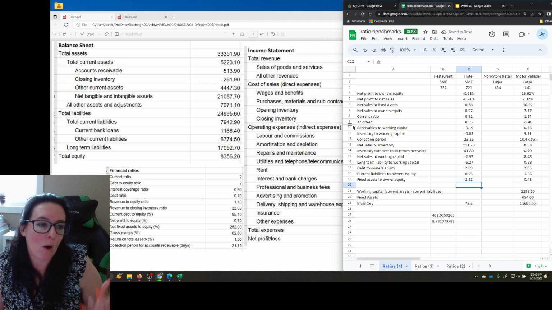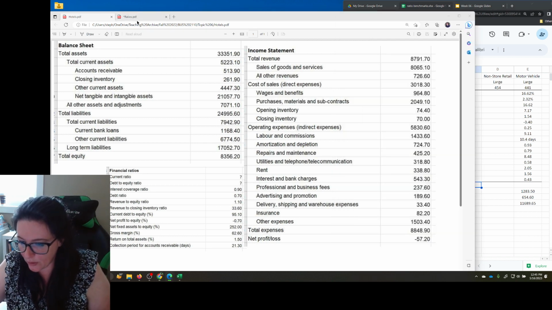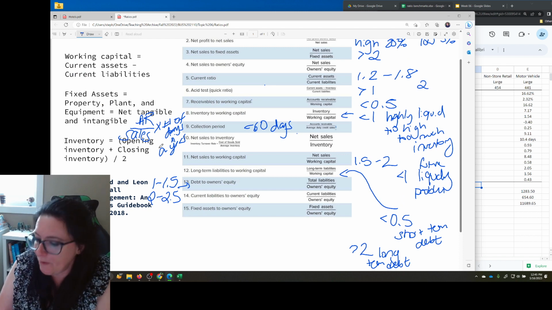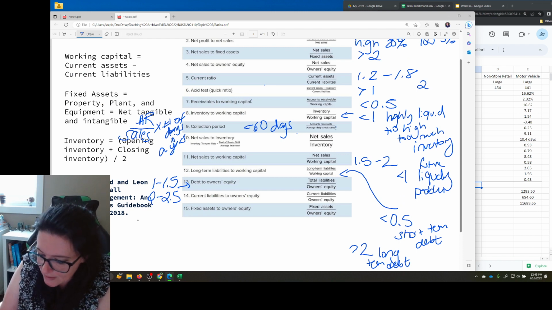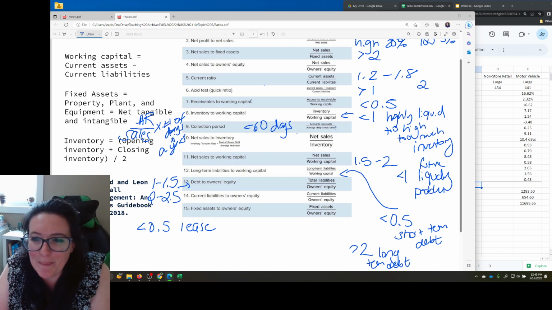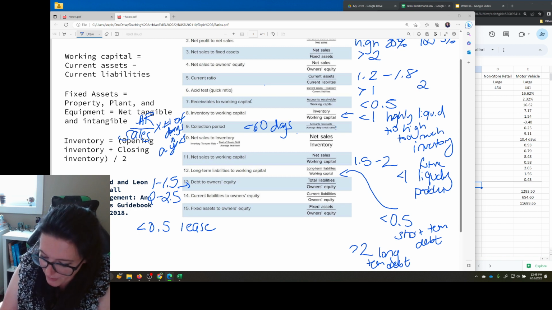Now, when we look at fixed assets to owner's equity, there are a couple of different ways we can look at this. If we have a fixed asset to owner's equity that's less than 0.5, then that means we are mostly leasing. We are renting our equipment. We don't own it. If we have a number that's bigger than 2, we probably have lots of infrastructure.